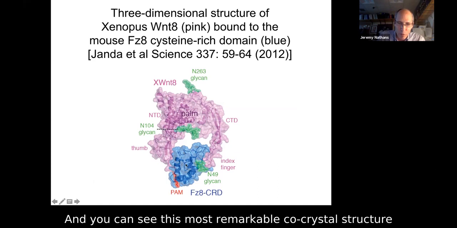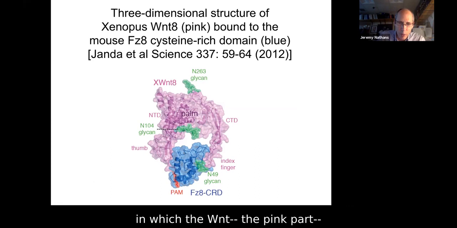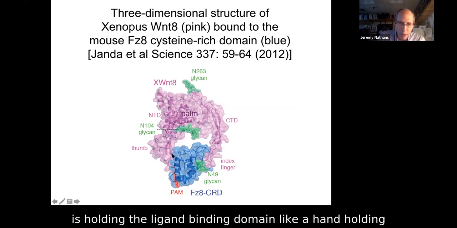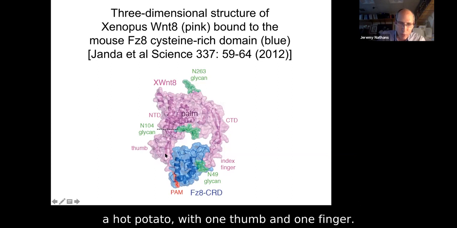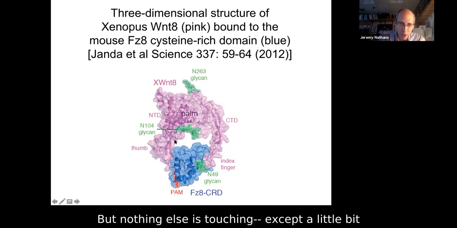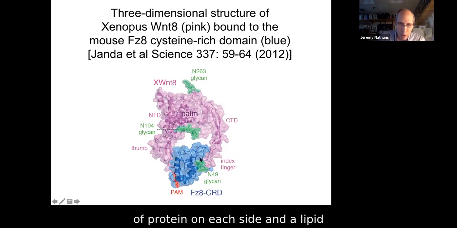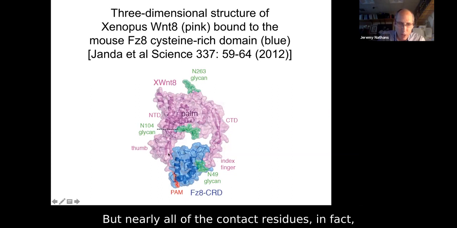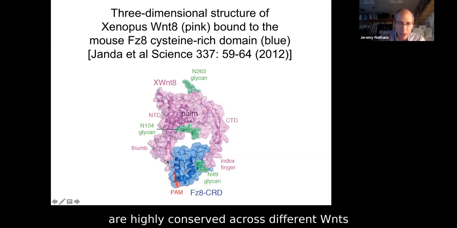And you can see this most remarkable co-crystal structure in which the Wnt, the pink part, is holding the ligand binding domain like a hand holding a hot potato with one thumb and one finger, but nothing else is touching except a little bit of protein on each side and a lipid here, which is sitting in a lipid crevice. But nearly all of the contact residues, in fact, are highly conserved across different Wnts and across different frizzleds.